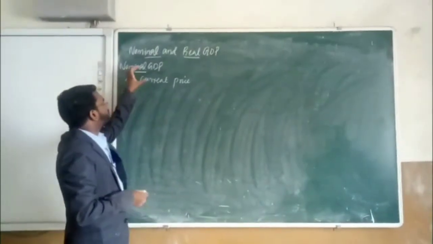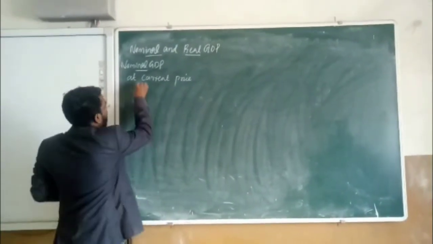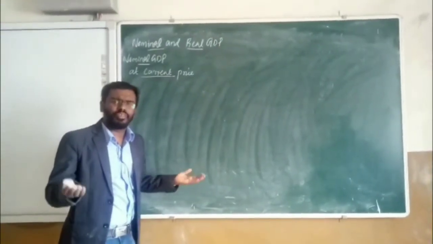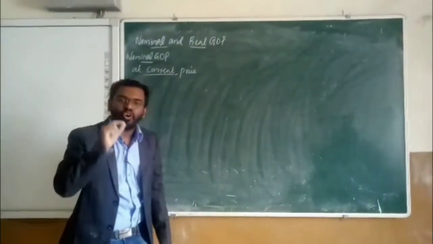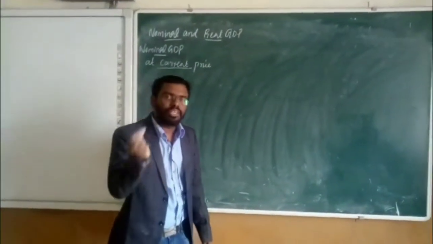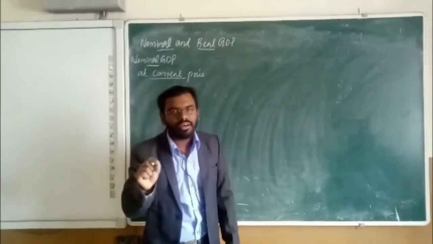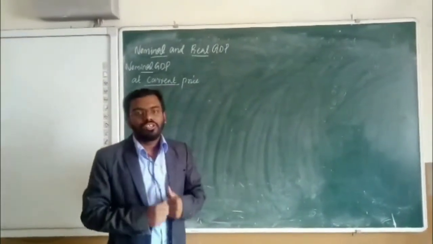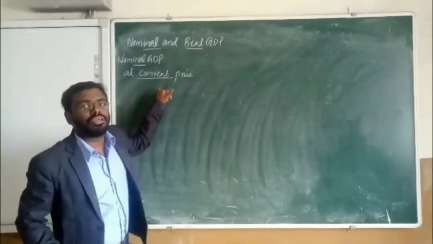So firstly we can discuss nominal GDP. Nominal GDP is also known as GDP at current price. Now you can easily define what nominal GDP is. Nominal GDP is the money value of all final goods and services produced within the domestic territory of an economy during an accounting year, estimated by using the current market price. So nominal GDP is calculated by using current market price of the economy.